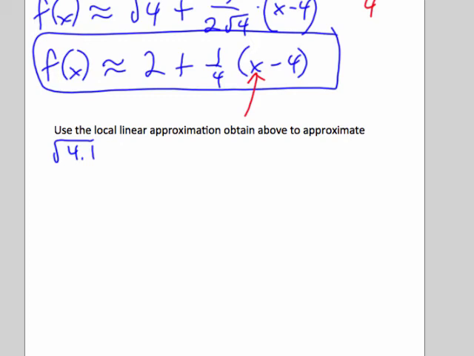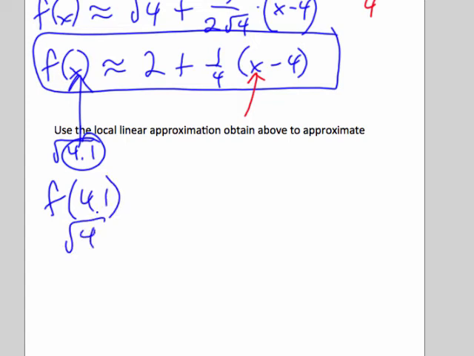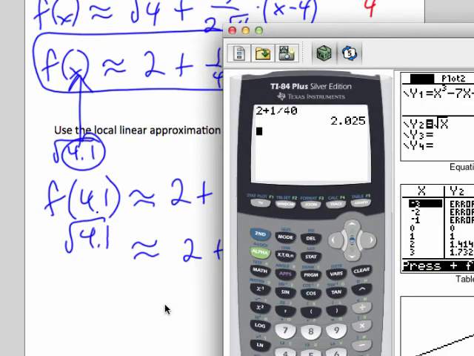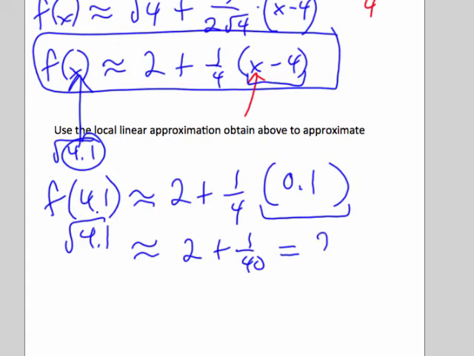Alright, so let's use what we've just come up with to approximate the square root of 4.1. So my x value is 4.1, so I'm plugging that in. The square root of 4.1 is approximately 2 plus a quarter of 4.1 minus 4, which is 0.1. That's really delta x. And if I work that out, that's 1/40th, and as a decimal, 2.025. Okay, that's my approximation for the square root of 4.1.